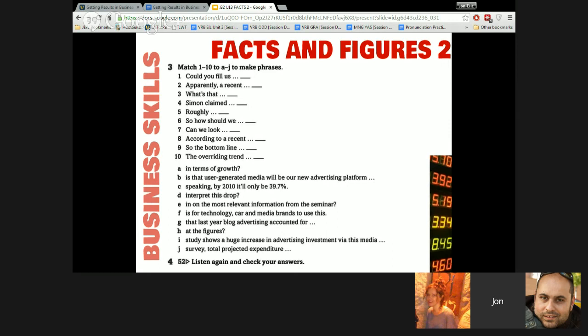Roughly. Between would be roughly. Is the original media would be home or the platform? B. Nope. Okay. Roughly speaking. Did you say B or C? B doesn't work, but it's C. Correct. Roughly speaking. Means approximately, right? So roughly speaking, by 2010 it'll be 39.7%.